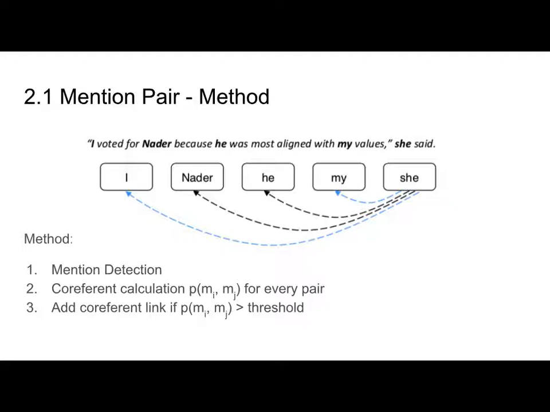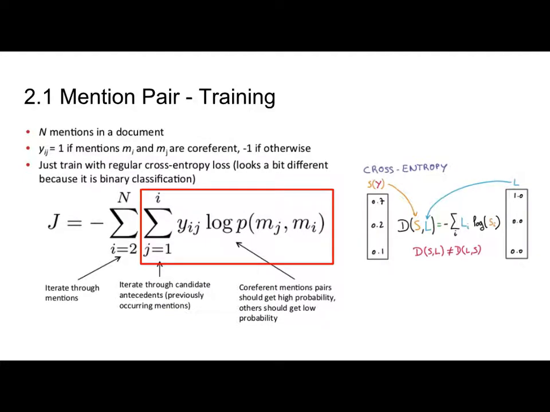The first step is you need to detect the mentions in a paragraph. After you can detect the mentions, you can just calculate a coreference score, which basically you calculate between any two pairs of mentions inside your paragraph. And if they are above a certain threshold, you just say, okay, this is a link. So this is the simplest method. So how do we train such things? For this coreference model, you can always generate a data set with labels, what the mentions are and how they link together. So the training is also simple.